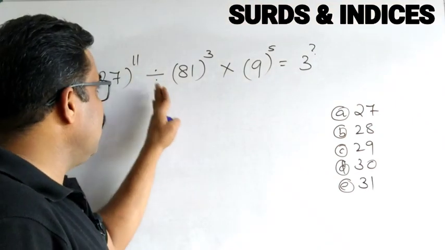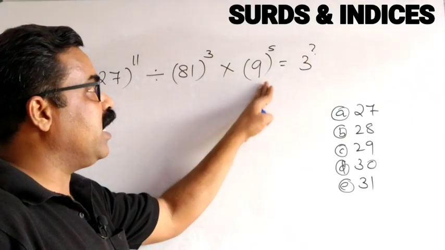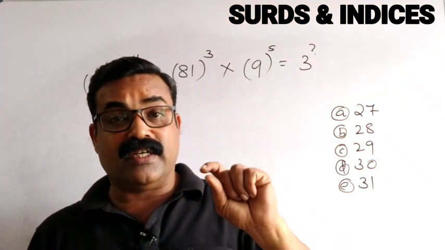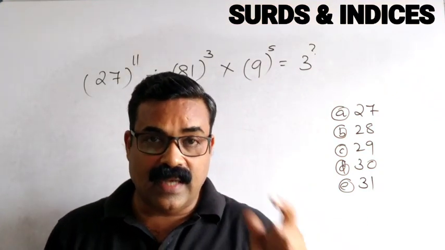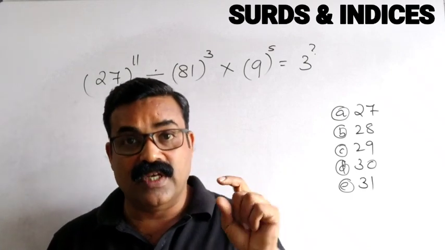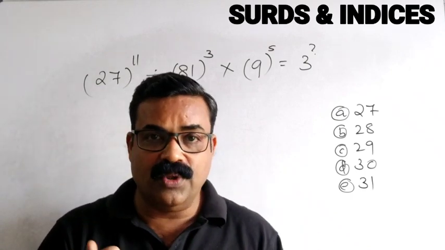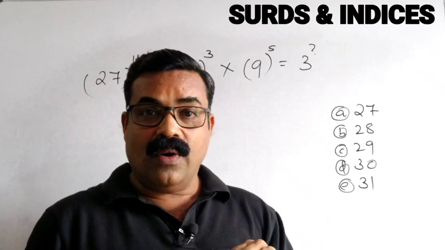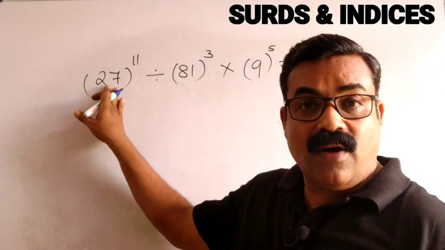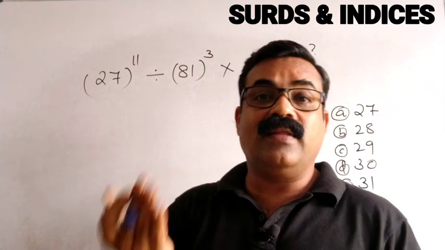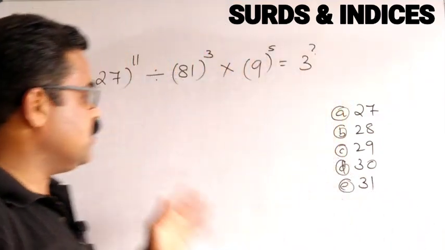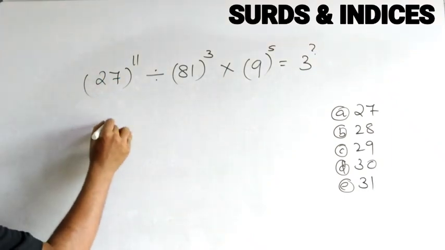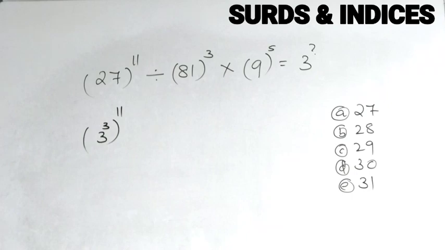So 27 power 11 divided by 81 power 3 multiplied by 9 power 5 is equal to 3 power what? The answer we want here is in terms of the power of 3. So what we have to do is solve it and convert the final answer into the power of 3, or from the given question you can write all these numbers in the power of 3 and then find the answer. So let us solve it like this. 27 is what? 27 is 3 cube. 3 cube power 11.